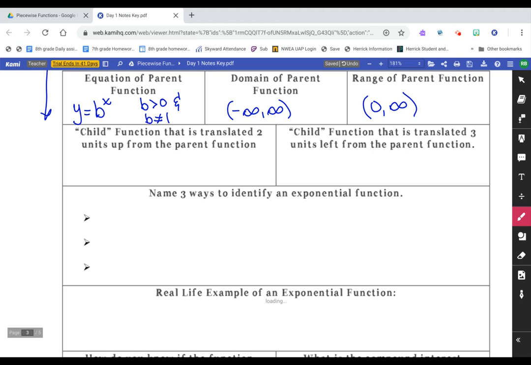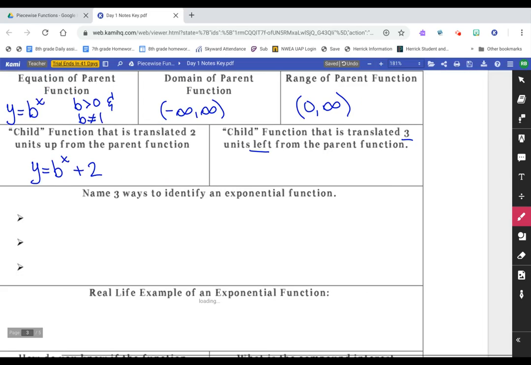All right, let's write a child function that is translated 2 units up from the parent function. That would mean we'd have y equals your base raised to the x power, and we're going to add 2 to go up. Well, what if we wanted to translate 3 to the left? Let's just do a quick review. If we had quadratic, y equals x squared.